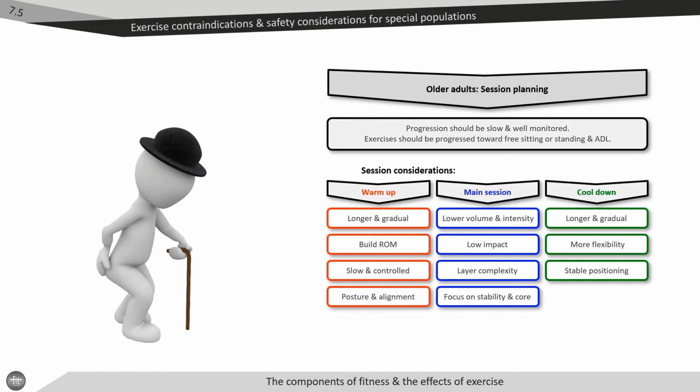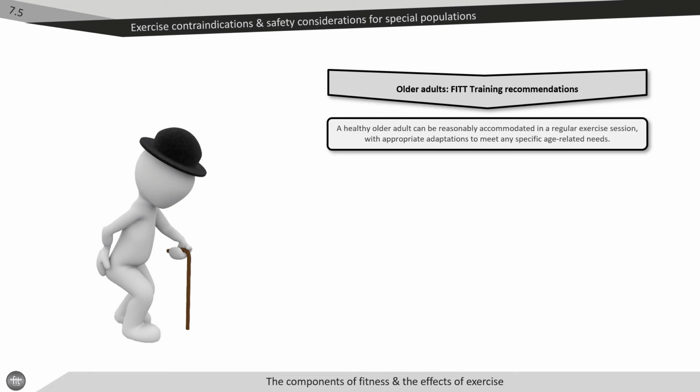In completing the session with the individual, if there's any specific mobility work which needs to be completed, consider a reduced range of motion. This will reduce any possibility of muscle strains or connective tissue damage. A healthy older adult can be reasonably accommodated in regular exercise with appropriate adaptations to meet any specific age-related needs.